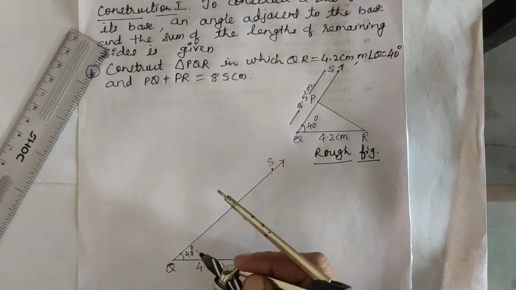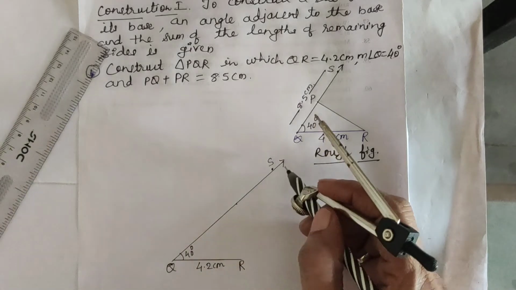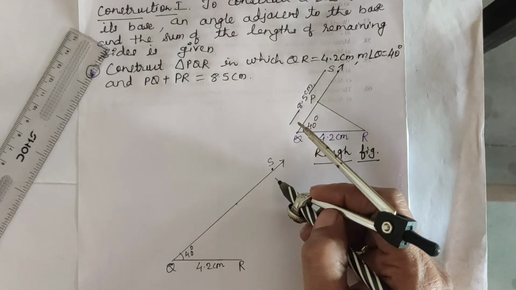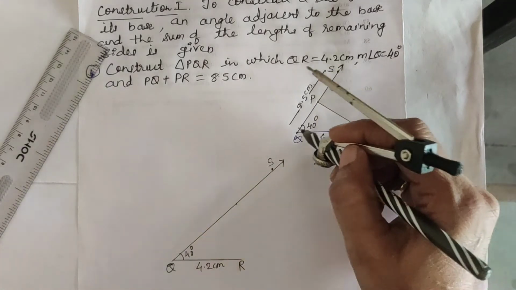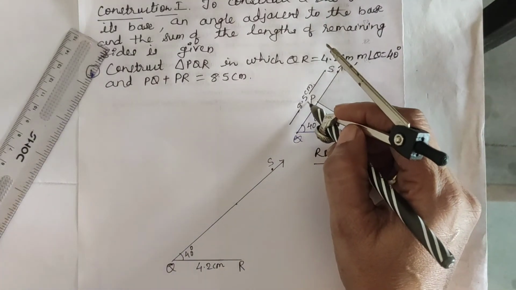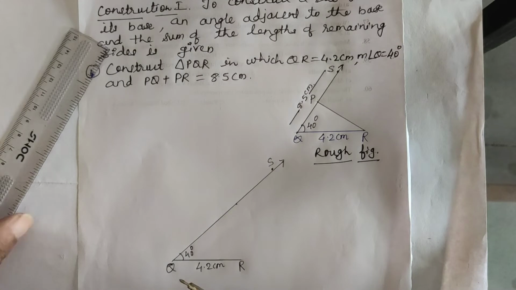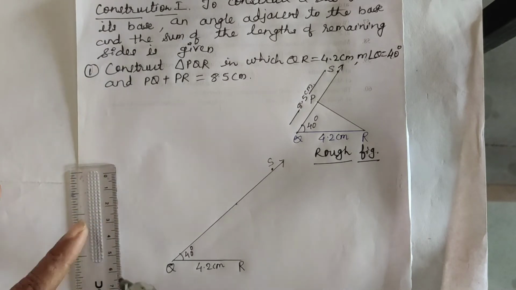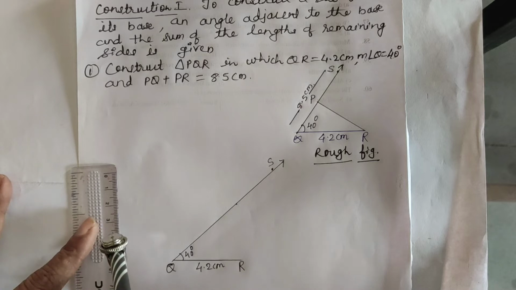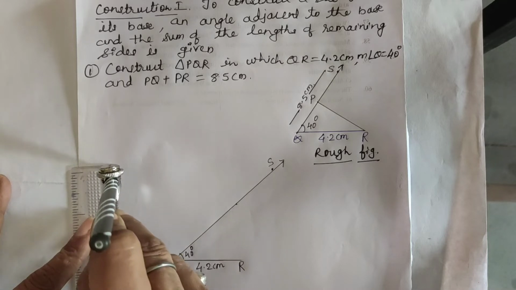40 degree. Now we have marked point S on the ray such that distance QS is equal to 8.5 centimeter. So what you have to do now, you will take with the help of the compass 8.5 centimeter length.